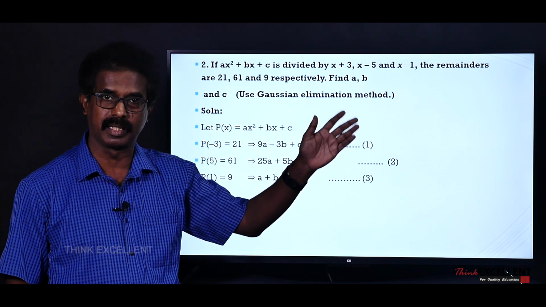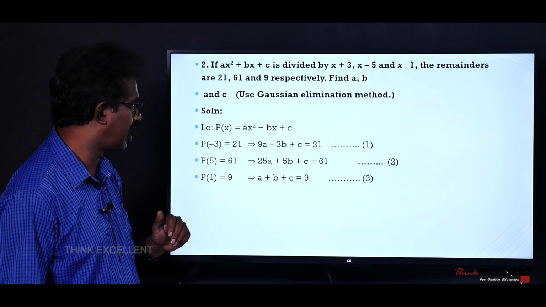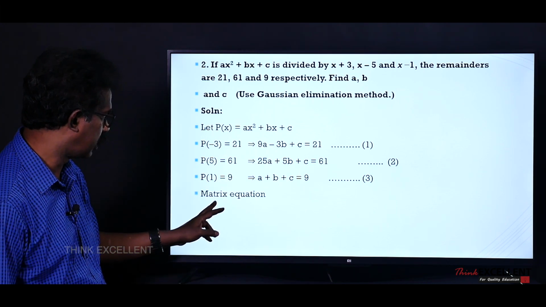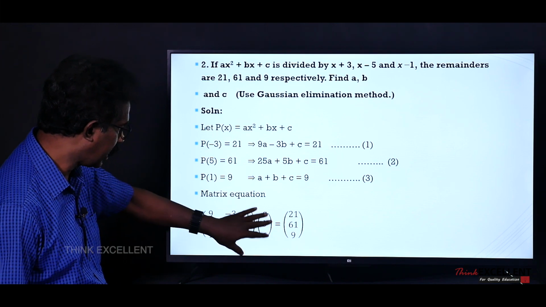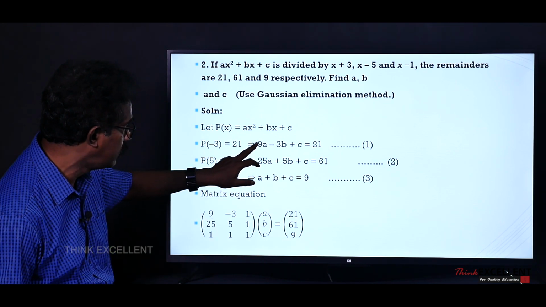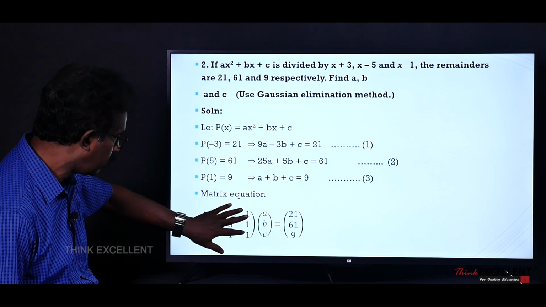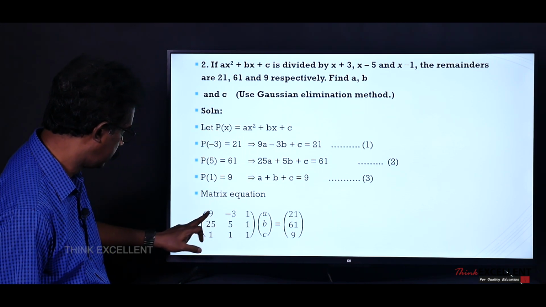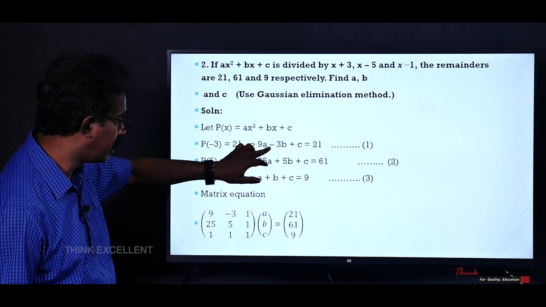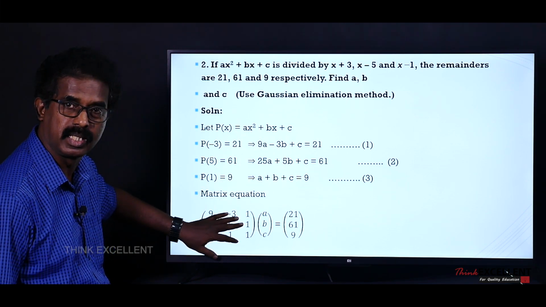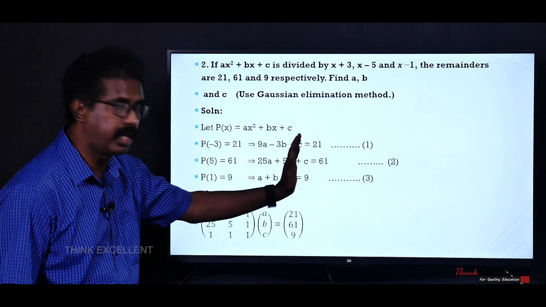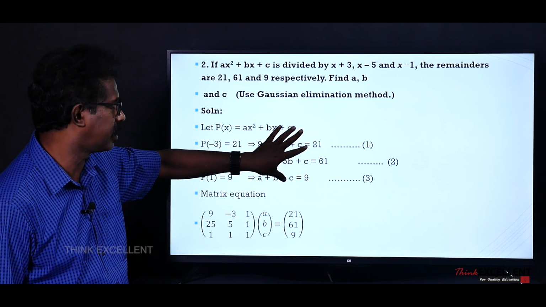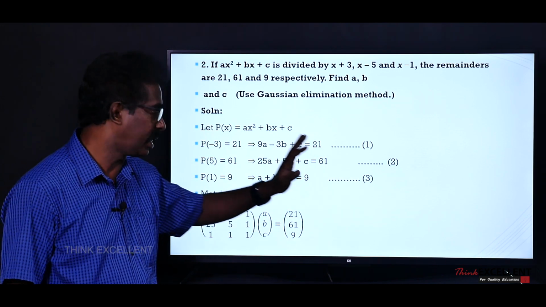Using the Gaussian elimination method. Now I'm going to explain what the Gaussian elimination method is. It's a very simple thing. First you write the matrix equation. You know what a matrix equation is? AX equal to B type, right? X means unknowns. Here what are the unknowns? A, B, C. So we write A, B, C. Here write the coefficients. What are the coefficients? 9, minus 3, 1. Like that you write all the coefficients. Sign is important. If a term is missing, you write 0. You check whether they are in the correct order. Everything you check, because if you make some mistake while framing the equation, totally it's wrong. So be very careful in this area.